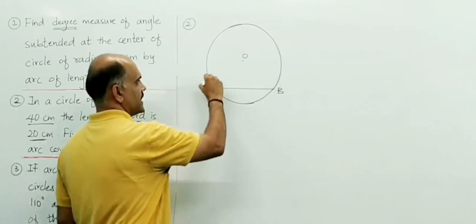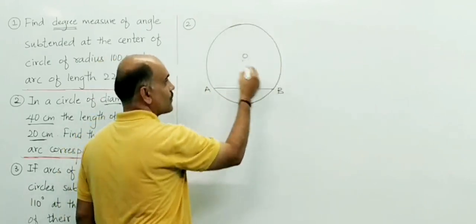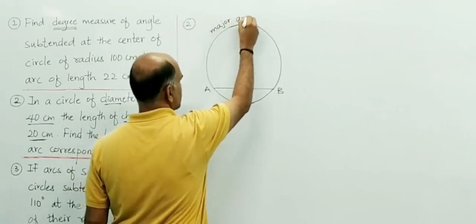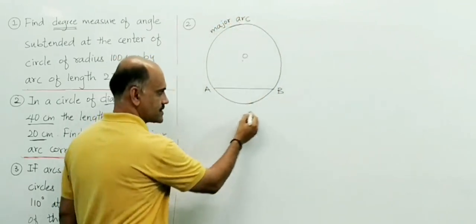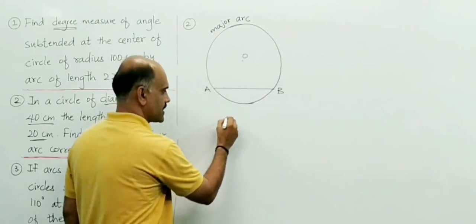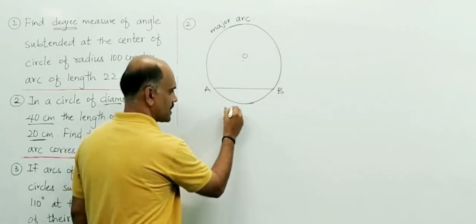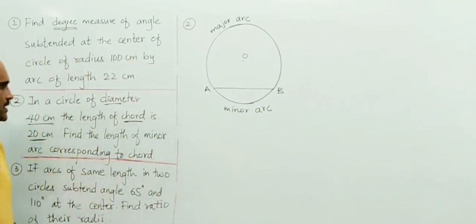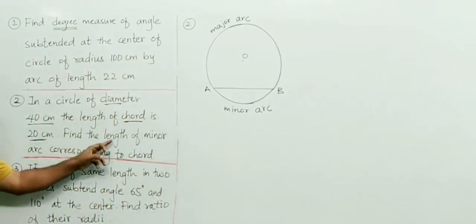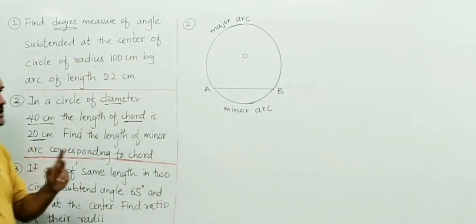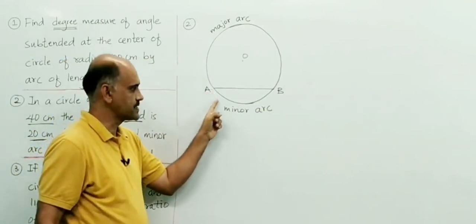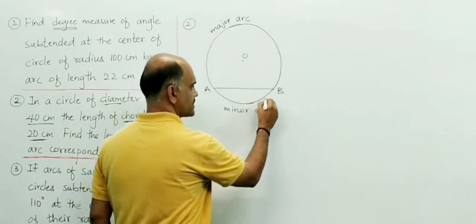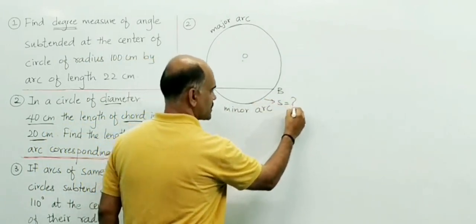Now from A to B on this side, we call it a major arc. And this side, the smaller length, we call it a minor arc. You are required to find the length of the minor arc corresponding to this chord. That is, from A to B, this is S, which you are required to find.